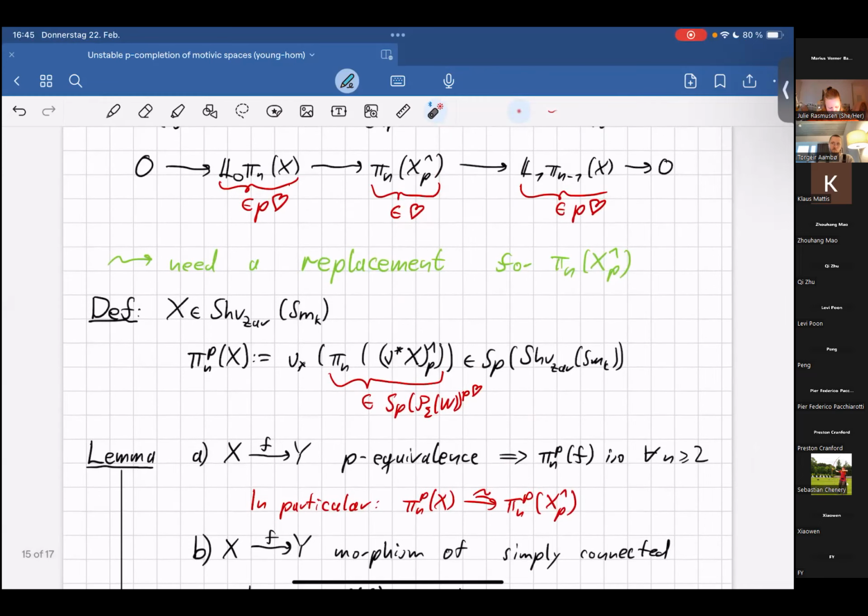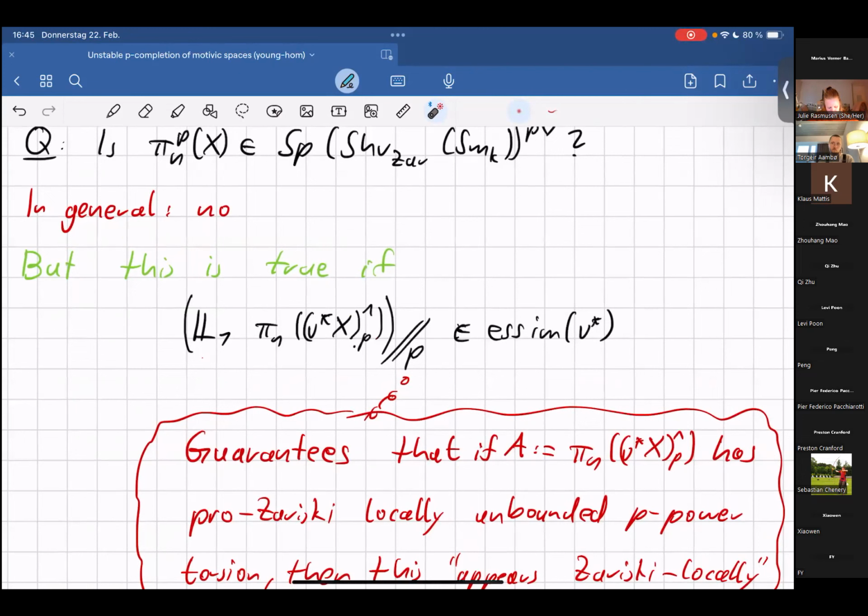Okay, and we can now ask if this p-adic homotopy group is actually living in the p-adic heart, because we are here in the p-adic heart, but okay, we have to push it down. Are we still in the p-adic heart? And the answer here is in general, no. But there is some formula which we can use to check if this is true.